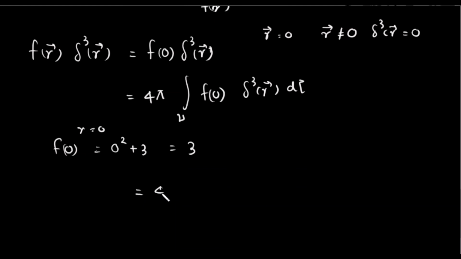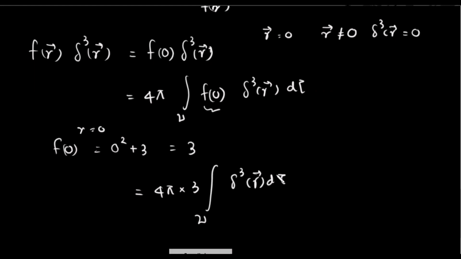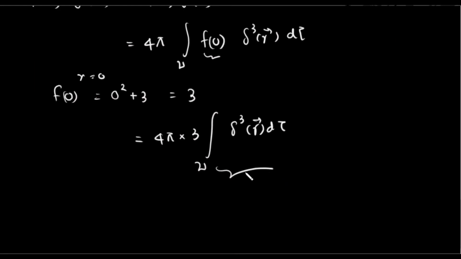So now you have 4 pi, and you can consider this as a constant. You can take it out of the integral, and you have the volume integral of delta cube (r). You know that this volume integral is 1. So the value of this volume integral is going to be 1. That means you have 4 pi times 3, which is 12 pi, and the answer will be 12 pi.